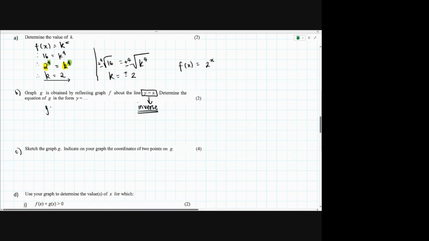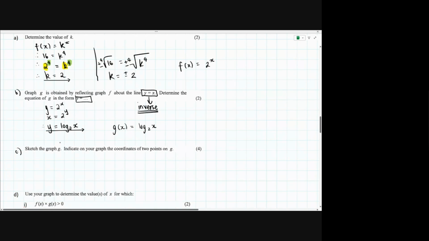We know that f of x is equal to 2 to the power x. I'm just writing it in terms of y because we know we need to swap x and y. And now we can write this in logarithmic form. y is equal to log of my base to the x, and that is the equation of g. It asks in the form y equals, so we leave it like that, but we do now know that g of x is equal to log base 2 of x.